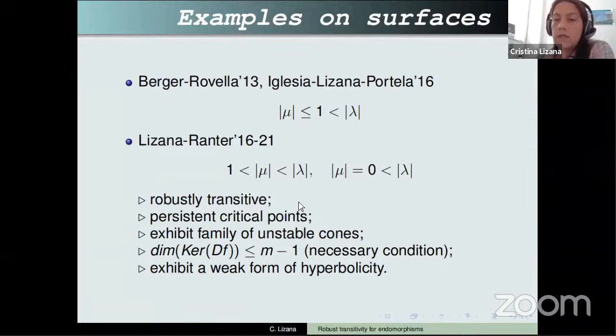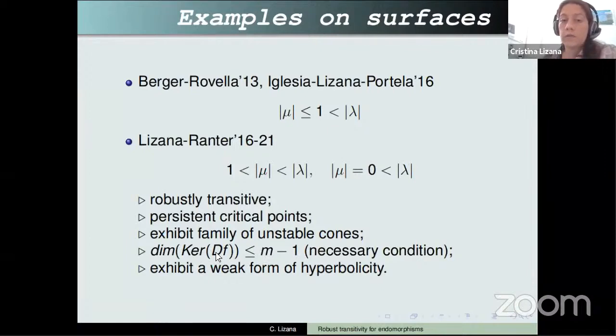Remember that for diffeomorphisms, our obstructions for transitivity were the attracting and repelling points. And now in the endomorphism setting, our obstructions for transitivity are going to be the attracting points and the full dimensional kernel of the differential.